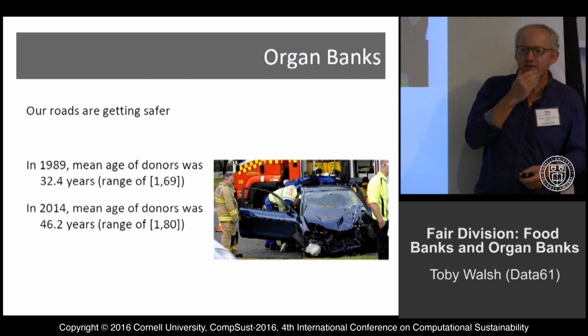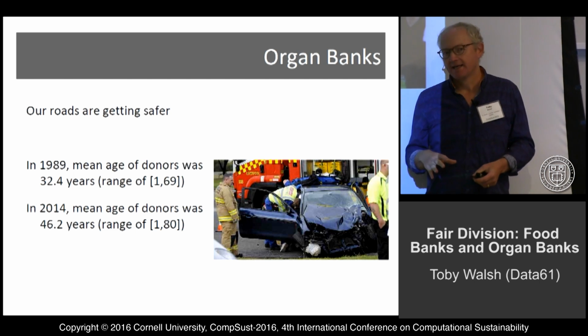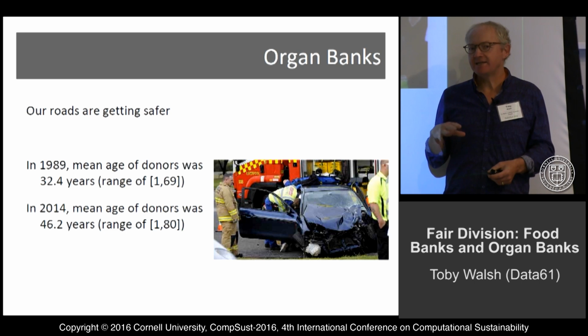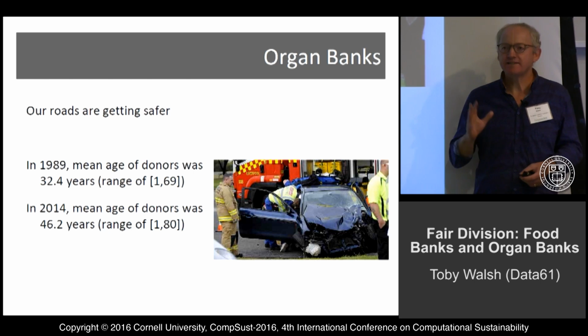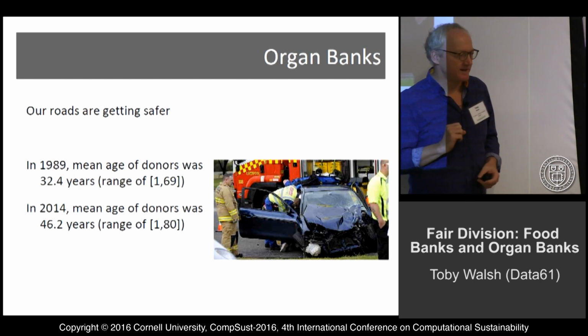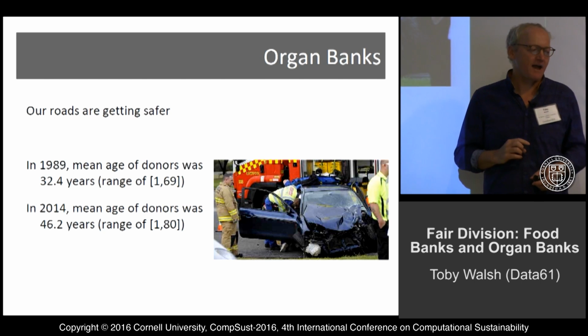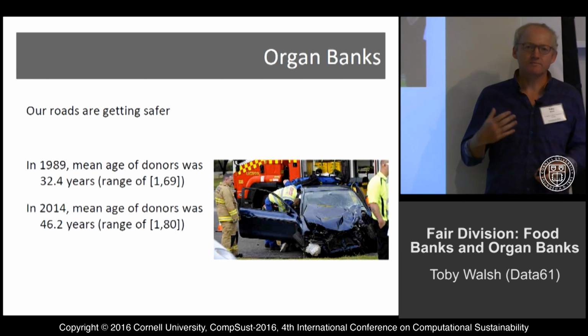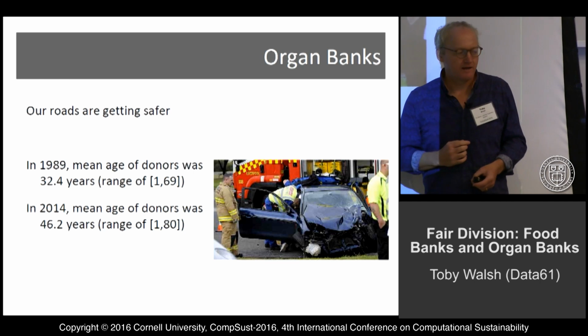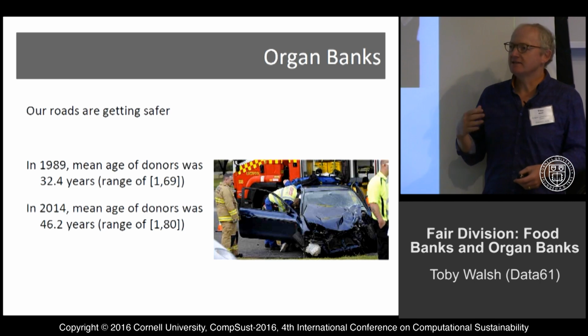So the technical challenge here is that fewer 18-year-old people are dying on the roads of Australia and donating their organs. In 1989, the first year that data was collected, the average age of a donated organ, mostly from road traffic accidents, people on motorbikes and the like, was 32.4 years.